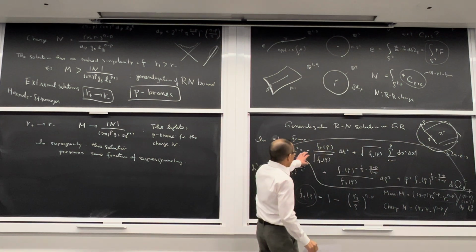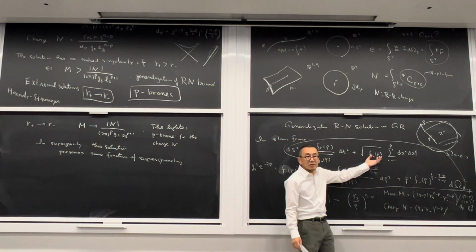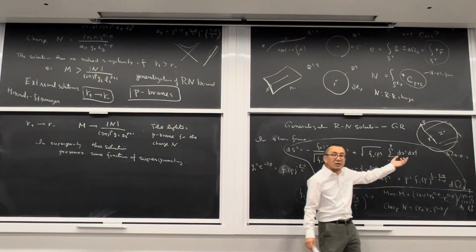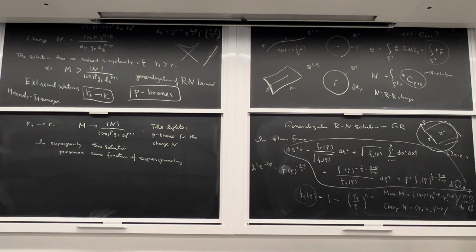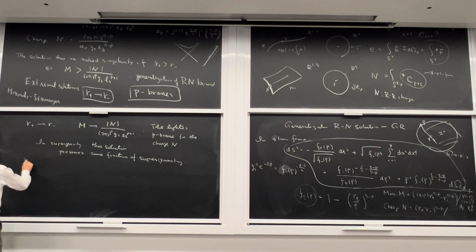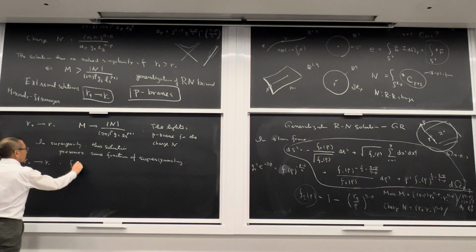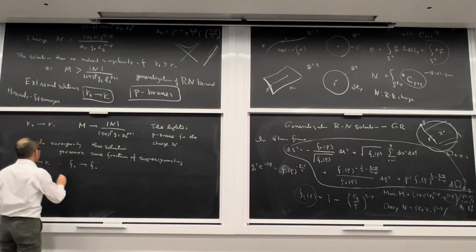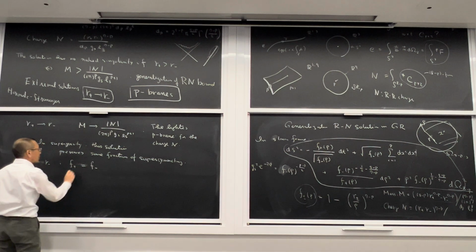So here the time component of the metric and the space component of the metric are different. And it is related to the fact that in general this is the excited state. This corresponds to the excited state of the brane. But if you set R plus equal to R minus, then F plus becomes F minus. If R plus is equal to R minus, then F plus is equal to F minus.